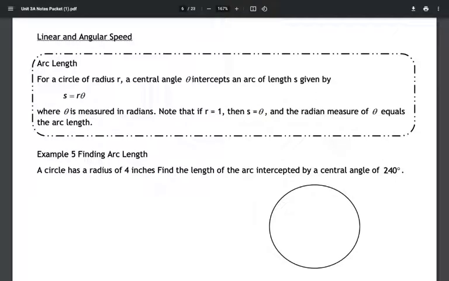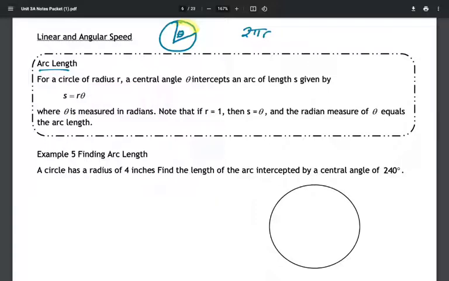We need to first focus on arc length. So in geometry, we talked about when you have a circle, the distance around that circle is the circumference, which we get by doing 2 pi r. When we do arc length, we're only talking about a fraction of the circle's circumference. So to get the fraction of that circle, we figure out what this angle is right here, which we usually just call theta if we don't know the actual angle measure.